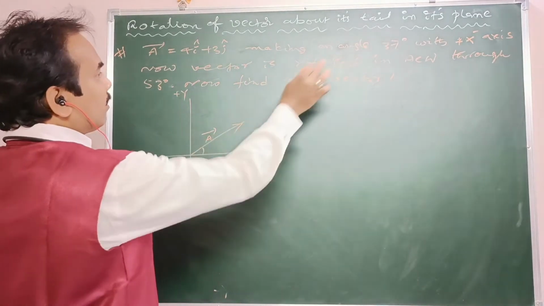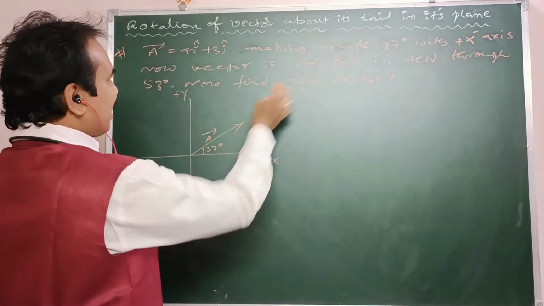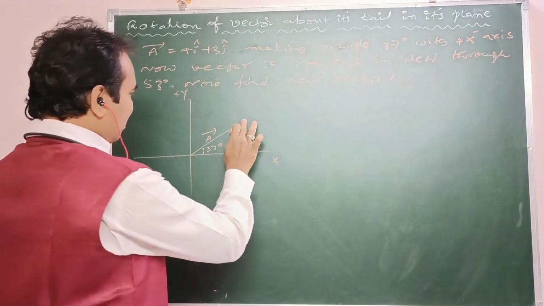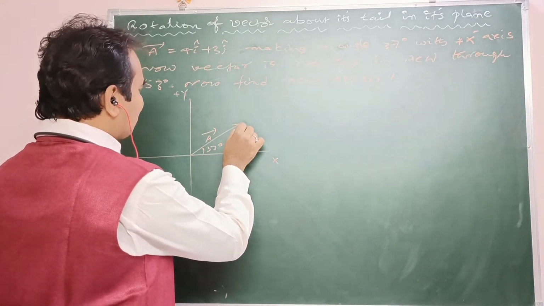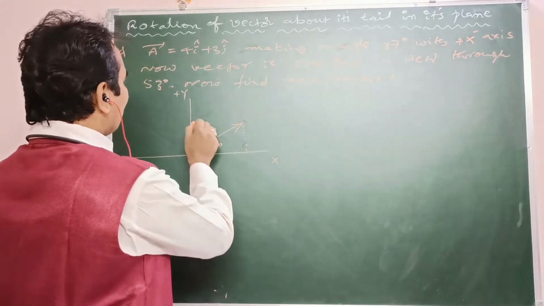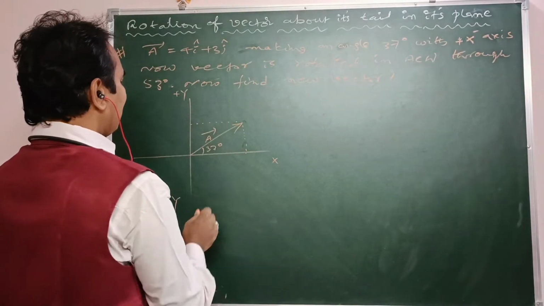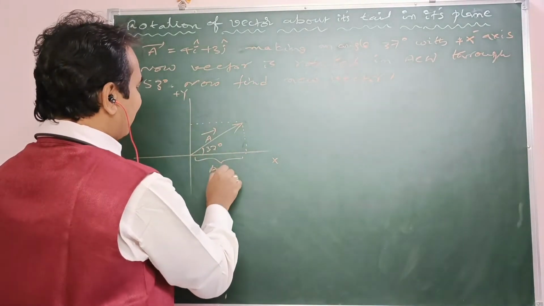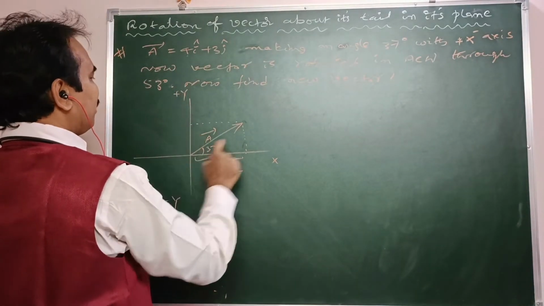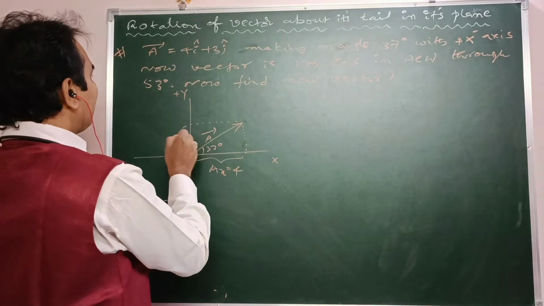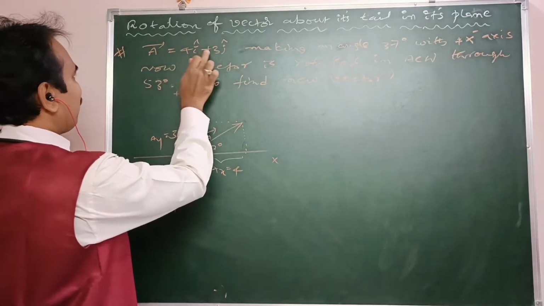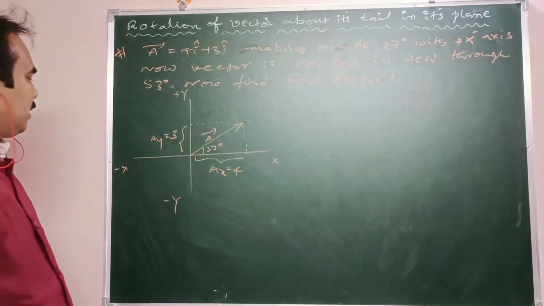Okay, this is 37 degrees, the angle made by that vector with positive x-axis. Now I am taking normals from the tip of the vector, one onto the x-axis, another onto the y-axis. This is the x component, ax, which is 4. This is the y coordinate, ay, that is 3. X coordinate 4, y coordinate 3. Right?